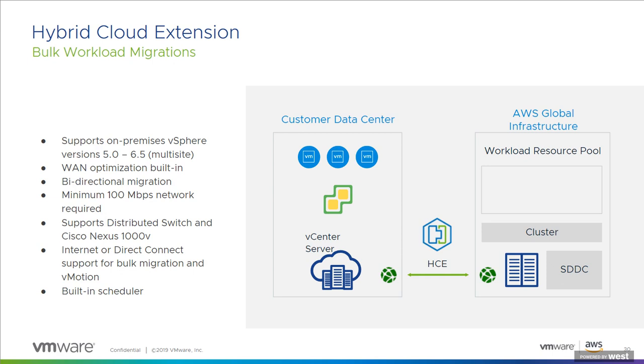We do require a minimum of 100 megabits network connectivity in order to support the migrating of workloads. The vSphere distributed switch needs to be in place as well for vMotion workloads, and we can either do this across an internet connection or via direct connect.